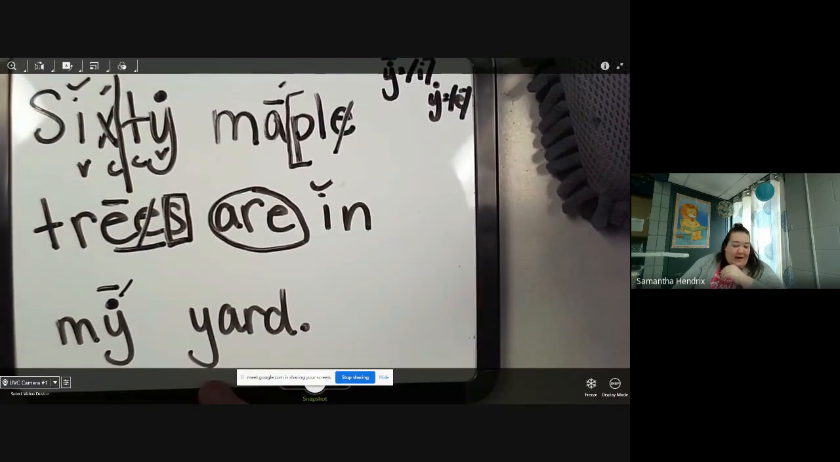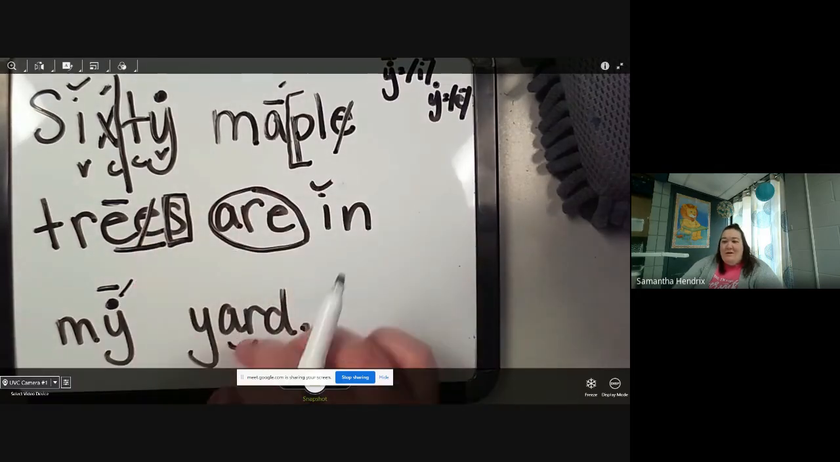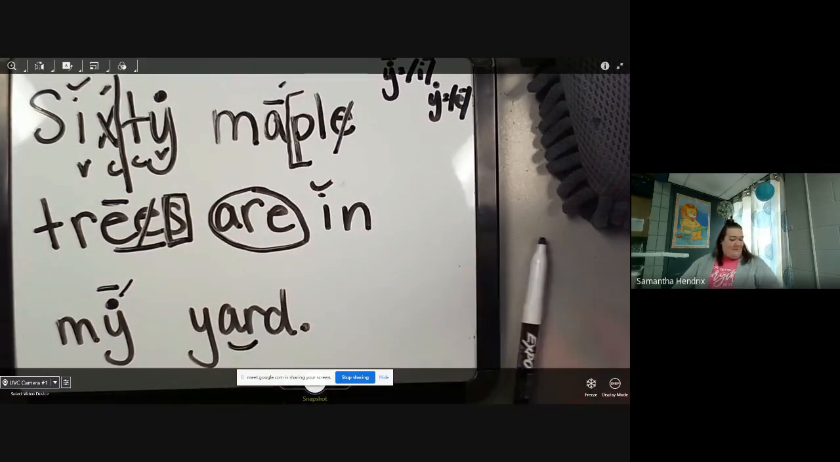Oh, here's why in the initial position. So I know it's going to be a consonant. So we have a combination AR here. So this says yard. 60 maple trees are in my yard. Okay.